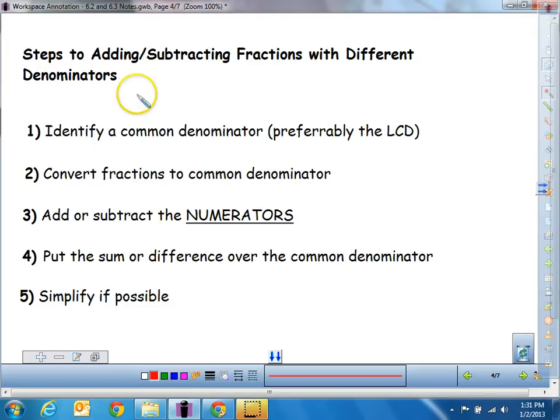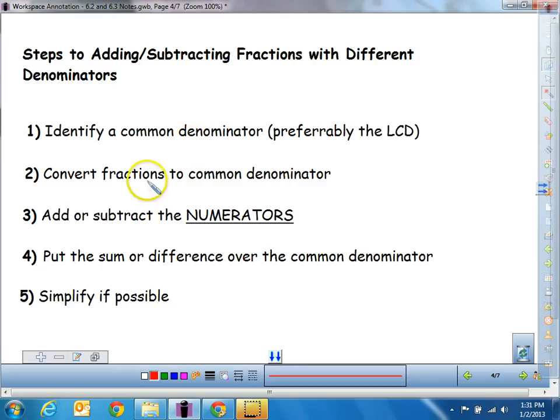All right, so here's our steps broken down that you might want to write into your notes. So when we're adding and subtracting fractions with different denominators, we need to first of all find our common denominator, preferably the least common denominator, but any common denominator will work. I just say preferably because this keeps our fractions as small as possible instead of getting some of those crazy numbers to work with. But we just need to figure out what number can we change both the bottom numbers to.